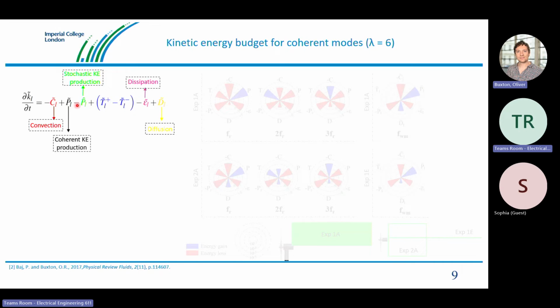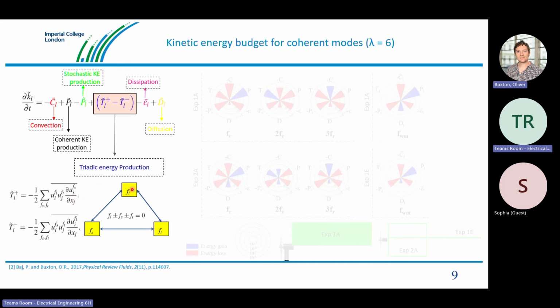And so you can see this has a negative sign and is therefore a sink, in the sense that energy is lost from the coherent motion and instead is transferred into the stochastic motion. We've got direct dissipation and diffusion, but we expect both of these to be small when considering the coherent motions, because dissipation usually occurs at the smaller scales in the flow, and so is usually associated with the stochastic motion. But we also have these new terms which we identified, which we call the triadic production terms, and these are effectively exchanges of energy between various coherent modes.